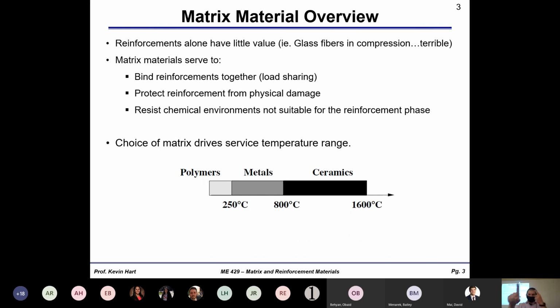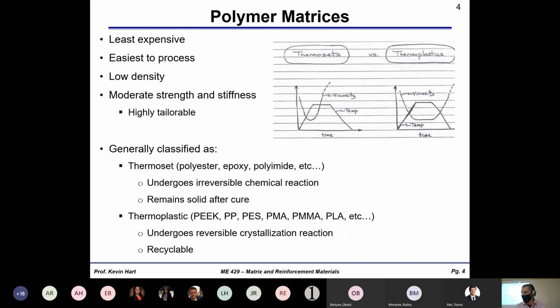So the matrix allows load sharing, it allows increases in toughness and protects the fibers, and it also gives chemical resistance to the fibers as well. All right. So let's dive into each of the matrix types. First, we'll talk about polymer matrices, and I'd say a majority of composites that are used in the world are polymer matrix composites. So when you think about high technology sectors, usually polymer matrix composites. And you can classify the polymeric matrices into two different categories, thermosets and thermoplastics.